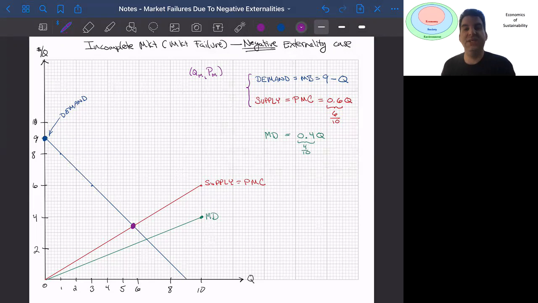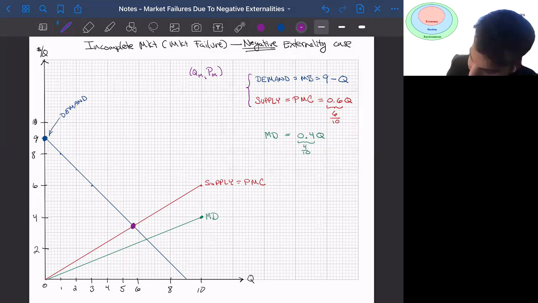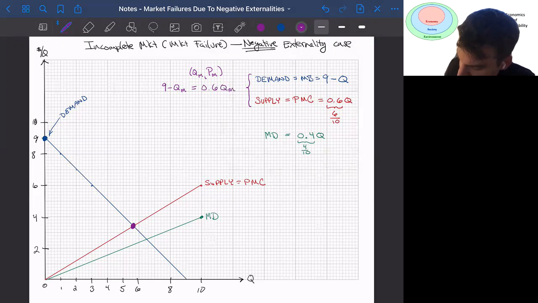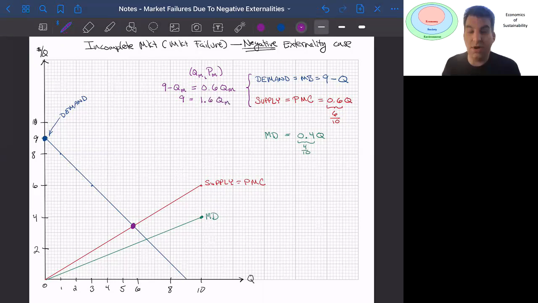And so to find the QM, PM, which is the allocation at the market equilibrium, I'm just going to set supply equal to demand. And so I'll set 9 minus QM equal to 0.6 QM, which with a little bit of algebra, I can move the QM to the other side. So then I get that 9 is equal to 1.6 QM. All I did was add QM to both sides. I got rid of the QM on the left-hand side and then added it to the right-hand side. That's why I went from 0.6 to 1.6.